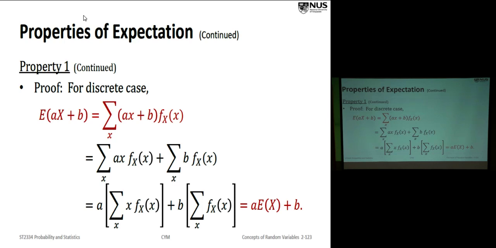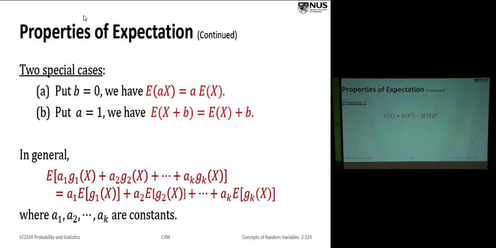Okay, we're almost finished now. A is a constant, I can take it outside. B is a constant, I can take it outside. And I'm left with A times the sum over all x's of x times f of x plus B times the sum over all x's of f of x. Well, this one, by definition, is the expectation of X. f of x is a PMF, so it sums to 1. So this quantity on the left-hand side is equal to A times the expectation of X plus B, which is exactly the thing that we wanted to verify. And like I say, it's true also in the continuous case. You can put integrals here, you're going to get the same thing.